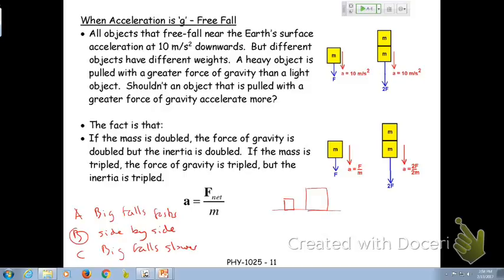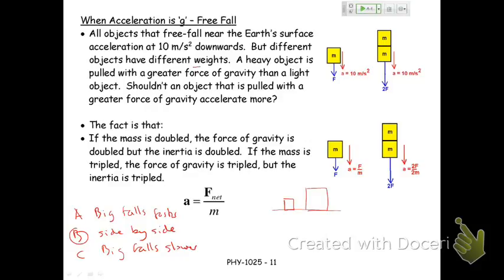Now, it's an interesting thing, though. All objects that free fall near the Earth's surface accelerate at 10 meters per second squared downwards, but different objects have different weights. A heavy object is pulled by a greater force of gravity than a lighter object. So this one is pulled by twice as much force as this one.